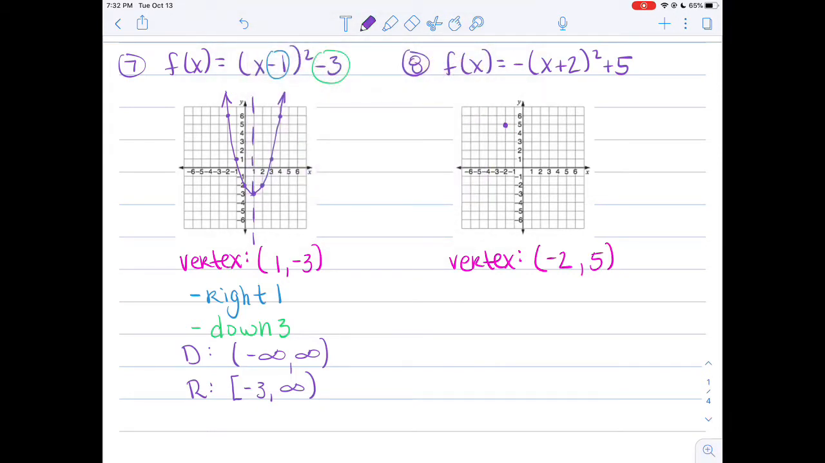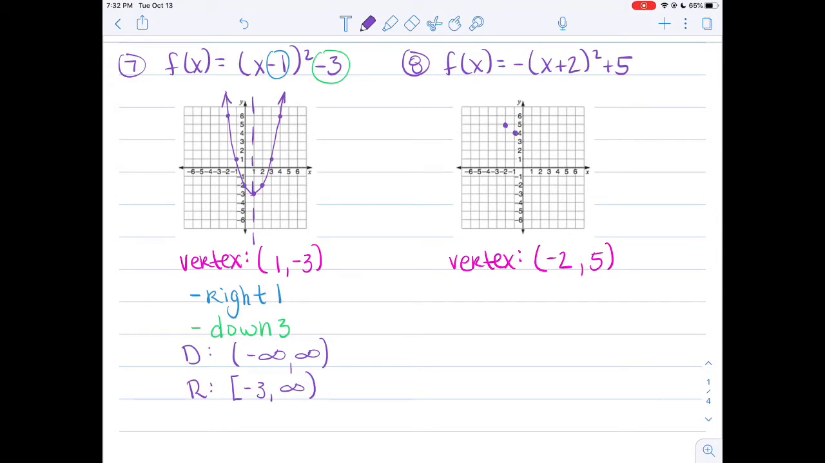From there, I'm going to pick some points to the right and start plotting. So if I plug in a value, let's see, I started at negative 2. Let's plug in an x value of negative 1. If I plug in an x value of negative 1, the parentheses becomes 1. We square that, still 1, and then take the negative of it, negative 1. Negative 1 plus 5 is 4. So my next point is going to be plotted at 4.